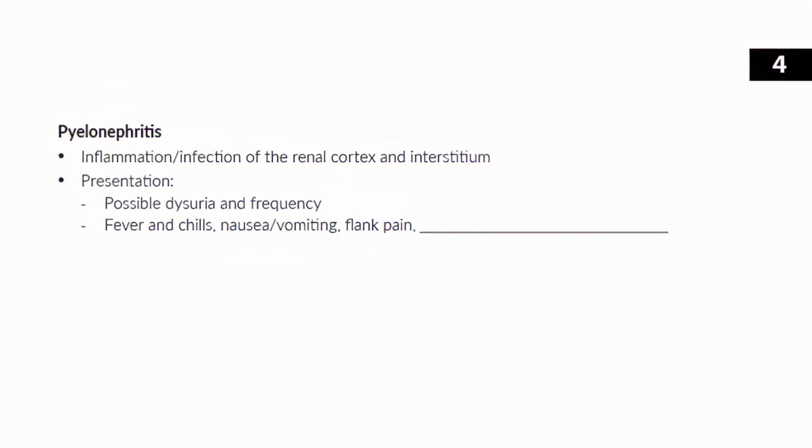Physical exam may show costovertebral angle tenderness, or CVA tenderness, which is where you thump lightly on the patient's back where the lower ribs meet the vertebral column. So it's the costovertebral angle. And that's tender, because that's roughly where the kidneys are situated.